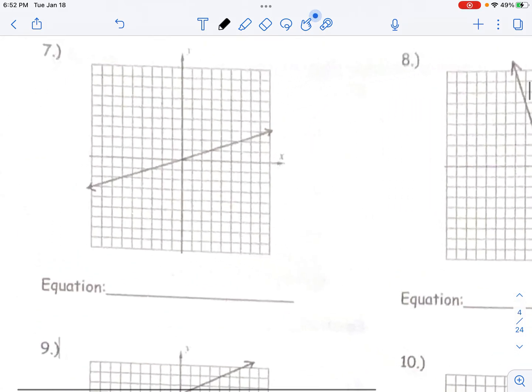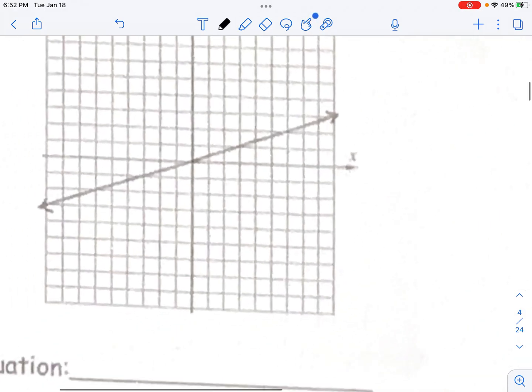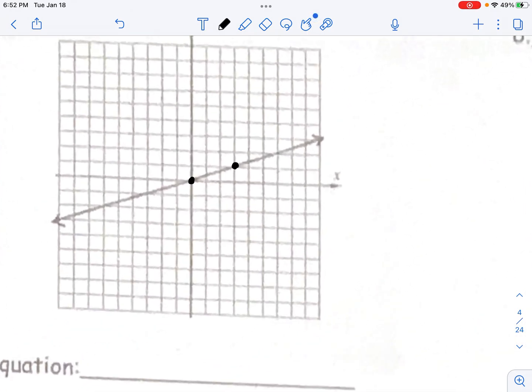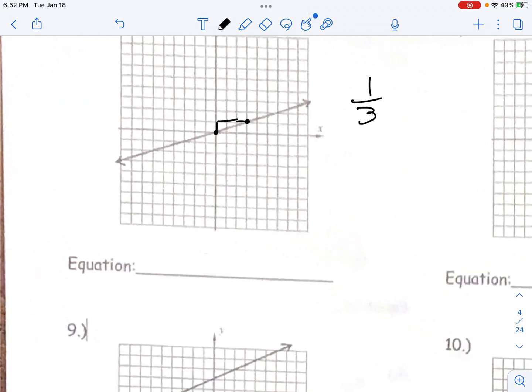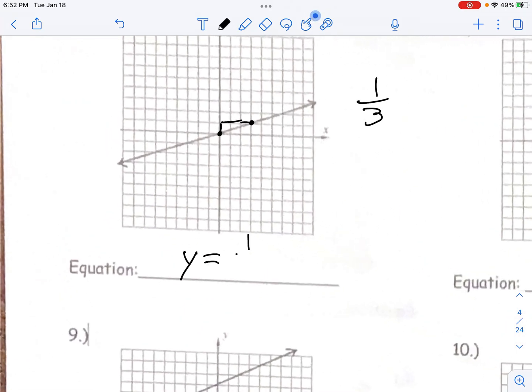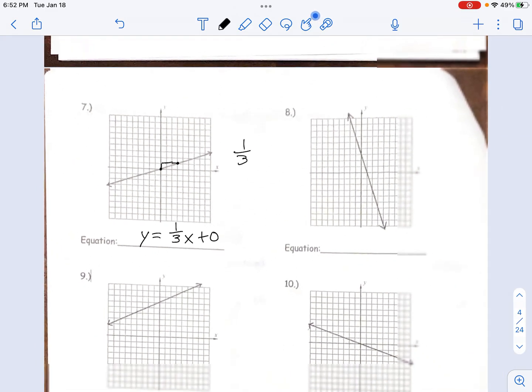Flip the page. So this will, I believe, be the last page of writing the equation from a graph. So on this one, there's your y-intercept. Here's your next clean point. Okay, we're on number 7. So you're going to go up 1, right 1, 2, 3. So 1/3. So y equals 1/3 x. And then your y-intercept is 0 again, because it's right in the middle.